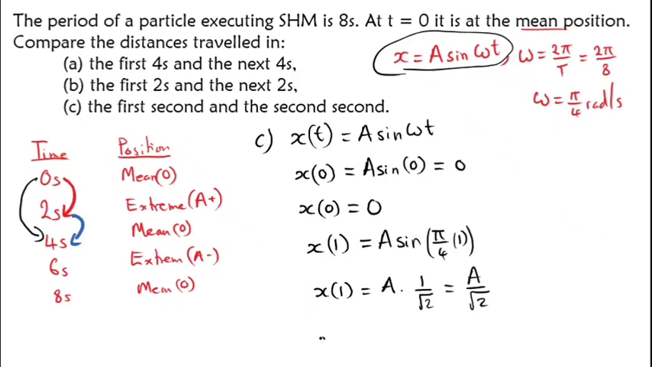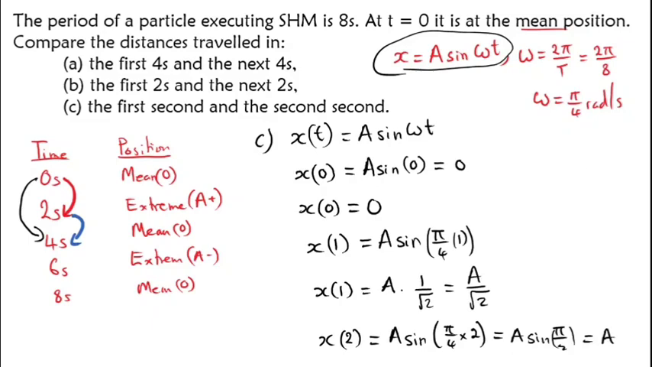And the last one is when time is 2 seconds, at the second second. So this will be A sine, then we have omega. The value of omega is pi over 4. So open bracket, pi over 4, and time is 2 in this case. So this will give us A sine pi over 2. If we reduce it, this gives us just A.